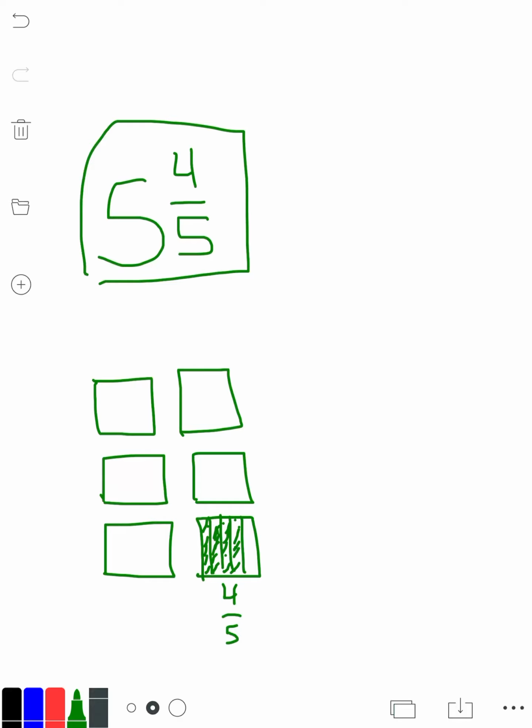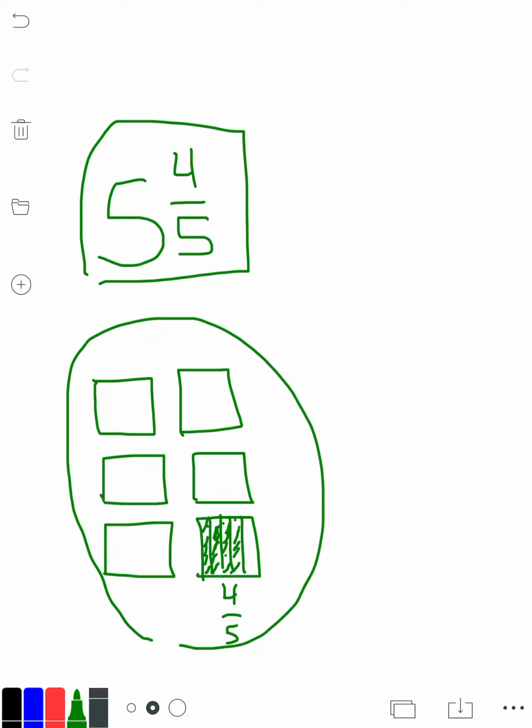So I have a visual down here of 5 4/5. The 5 wholes are just the plain white boxes, and then the one over here that's labeled 4/5 is obviously the 4/5, so that's just a visual representation of it.